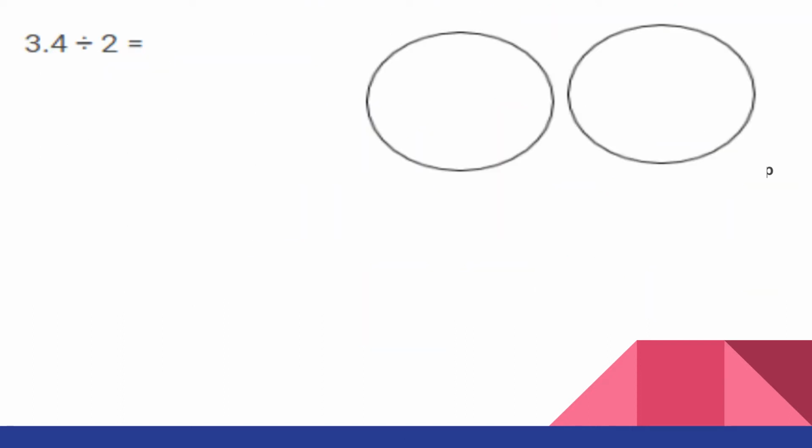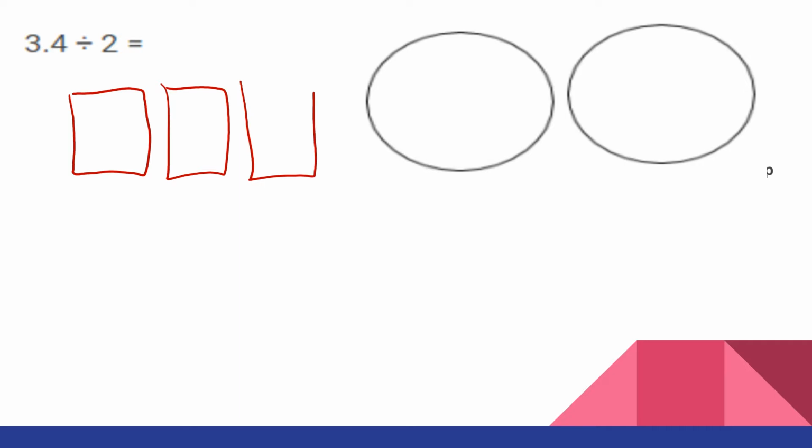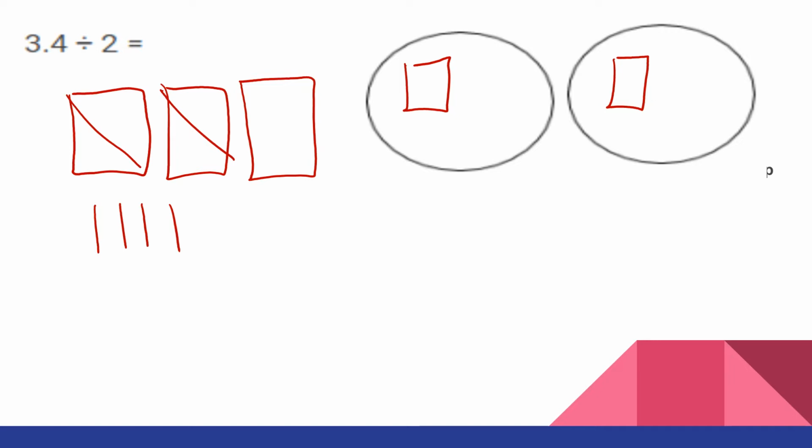Okay, let's look at this one. I have 3 wholes and 4 tenths divided into 2. Well, I'll take this whole and that whole and give 1 each. Now I've got 1 whole and 4 tenths.